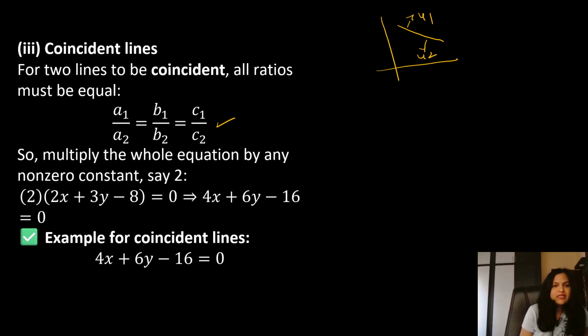2x plus 3y minus 8 is there. Multiply by 2: 2 2s are 4, 4x; 2 3s are 6, 6y; 2 8s are 16, minus 16. This is another equation. So these two lines will give you the same values to draw the graph. Both graphs lie on the same line. That's why it is coincident lines. This is your final answer equation, 4x plus 6y minus 16 equal to 0.